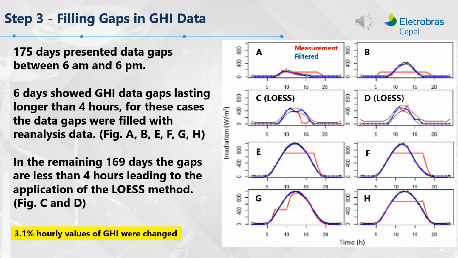This figure presents some GHI profiles with data gaps and their cleaned profiles. The original profiles are in red, the cleaned profile in blue, and the lowest confidence interval limits in black. In total, almost 3% of the GHI data were changed.